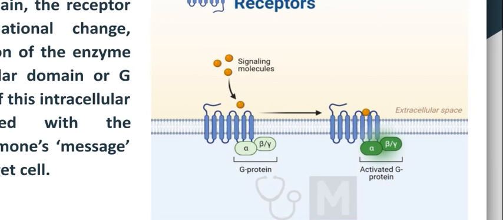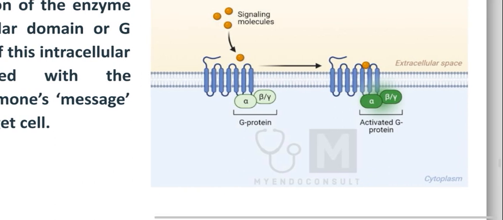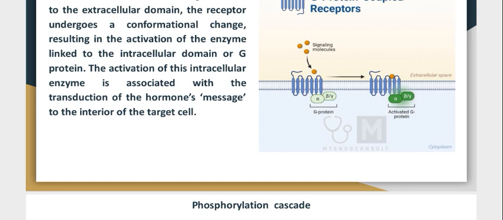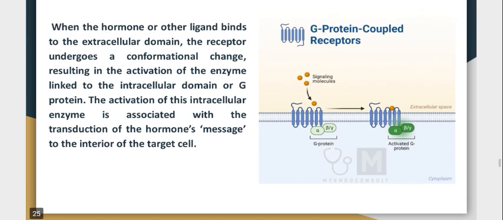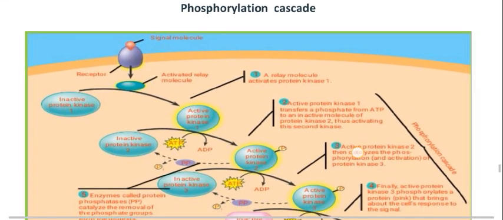Then this activated G protein is also there, which helps to remove that signal from there, and which further activates the cellular cascade. When the hormone or other ligand binds to the extracellular domain, the receptor undergoes a conformational change, resulting in the activation of the enzyme linked to the intracellular domain or G protein. The activation of this intracellular enzyme is associated with the transduction of the hormone's message to the interior of the target cell. So here we could see a phosphorylation cascade.